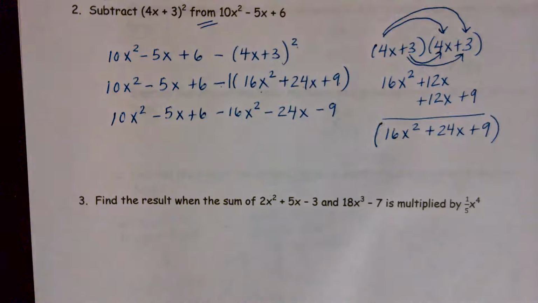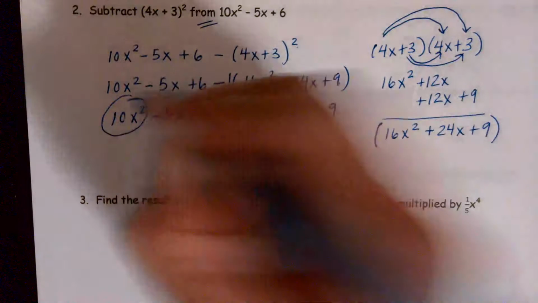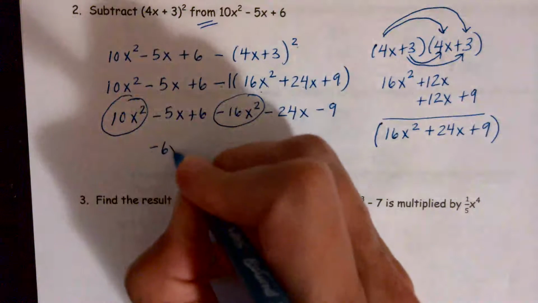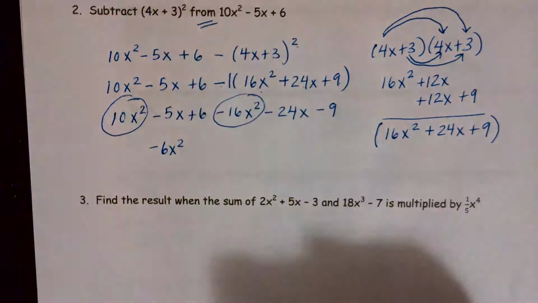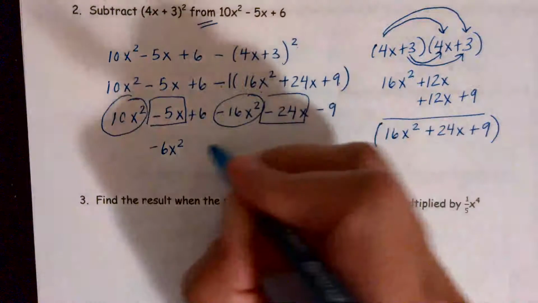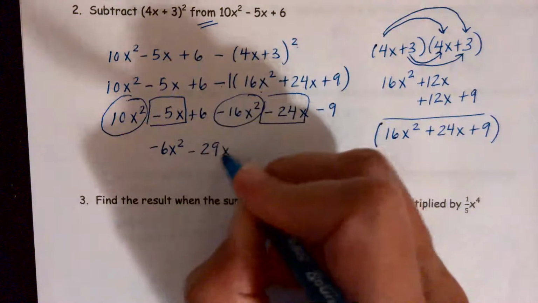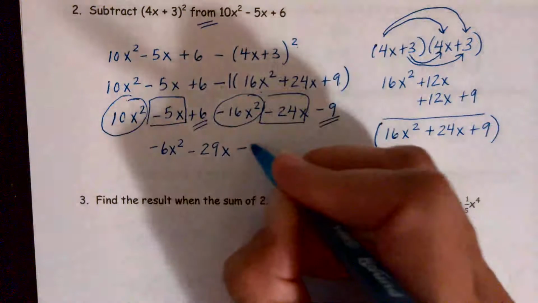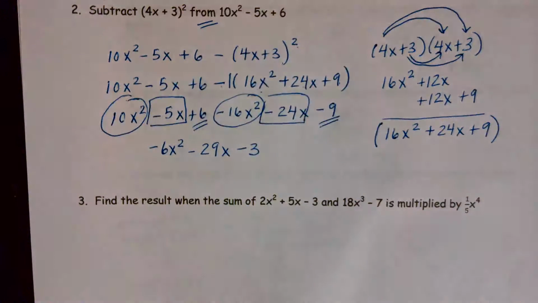And now let's combine like terms. So the degree of this is 2. That's your highest exponent. So I have 10x squared and negative 16x squared. That gives me negative 6x squared. Then I have negative 5x and a negative 24x. That gives me negative 29x. And finally, positive 6 and a negative 9 is a negative 3. And this trinomial is my final simplified expression.